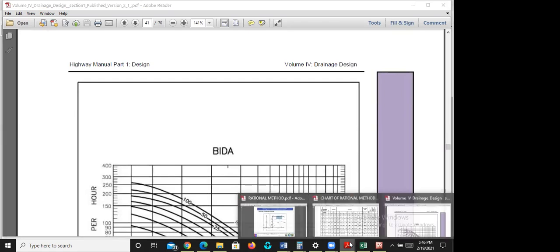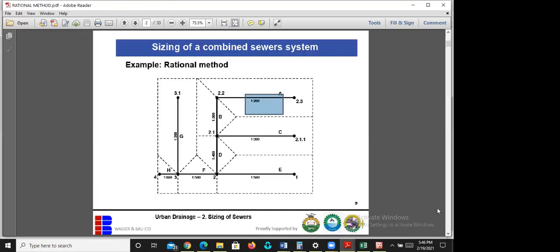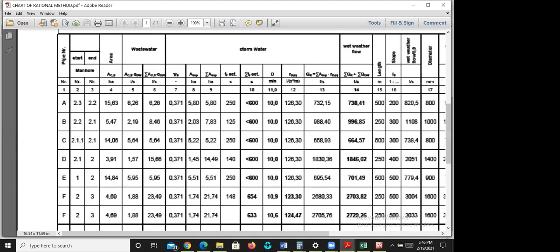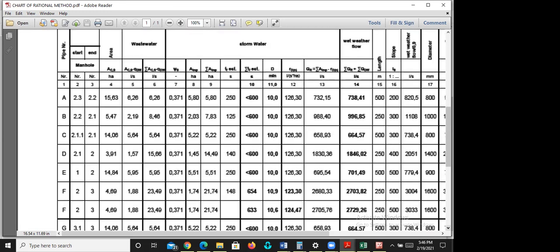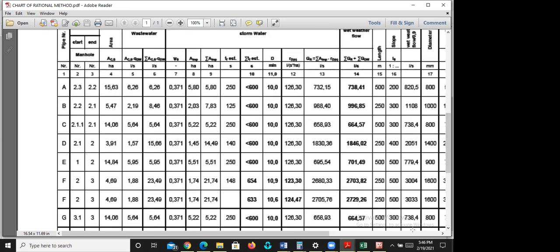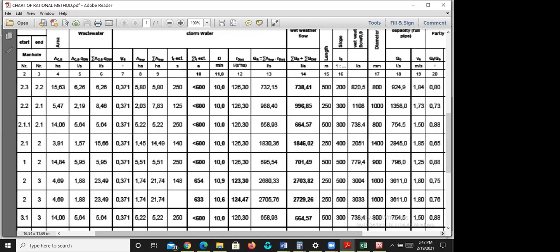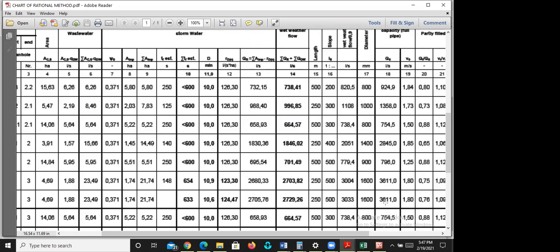Okay, 126. It's the same thing. Look at it. But they have a pipe size of 1600, for F. And what did you get? 1200. No, but let's look at the value they got, 3600.